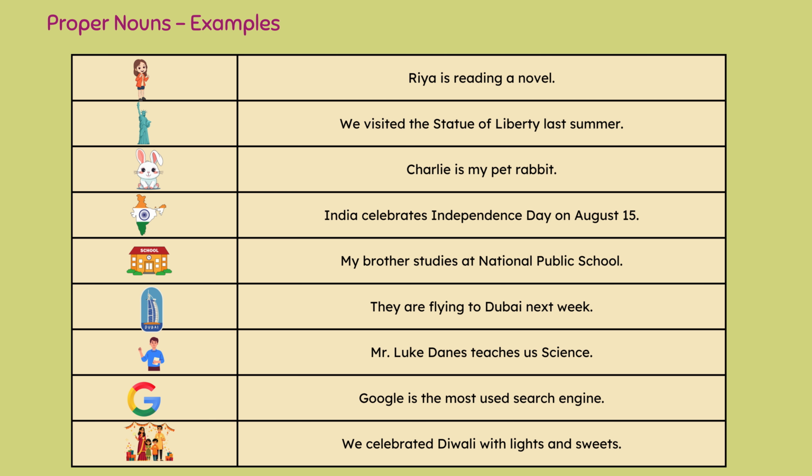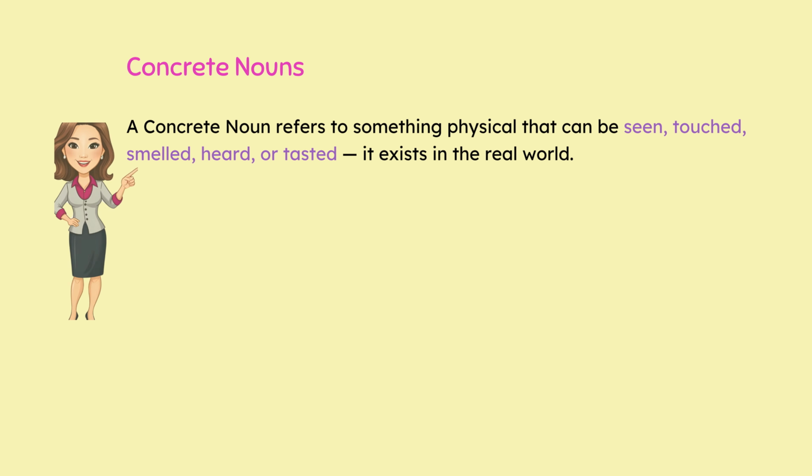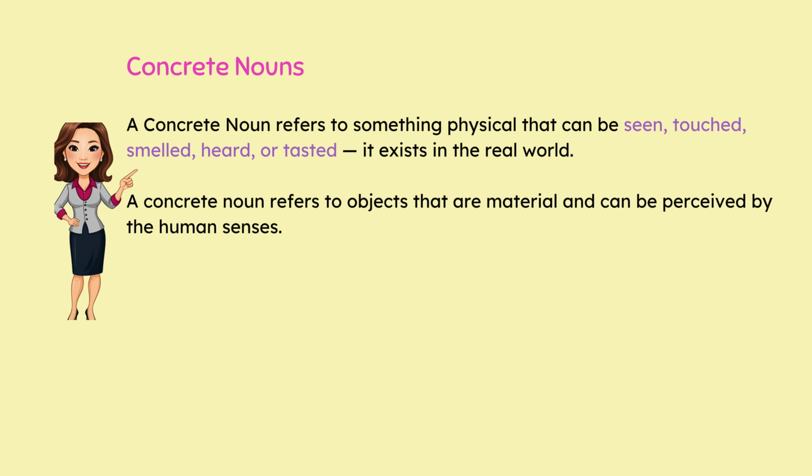Google is the most used search engine. Google is the name of a specific company. We celebrated Diwali with lights and sweets. Diwali is the name of a specific festival. Now let's understand concrete nouns. A concrete noun refers to something physical, something that can be seen, touched, smelled, heard, or tasted.